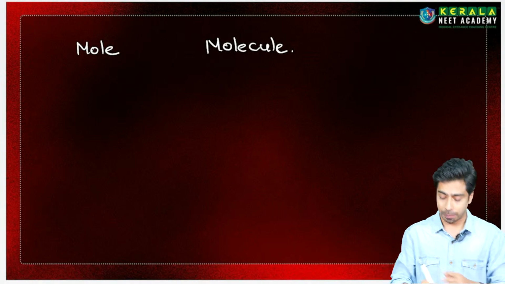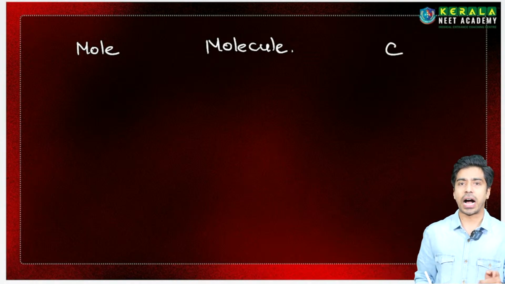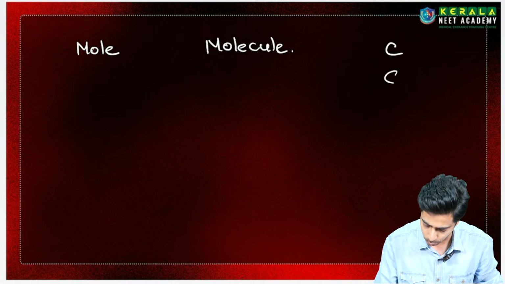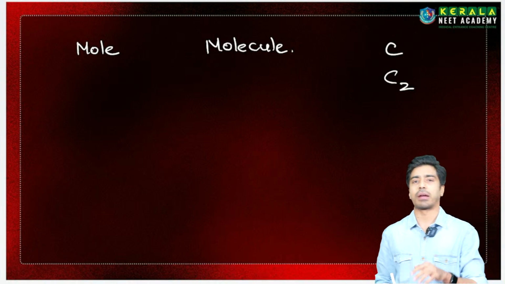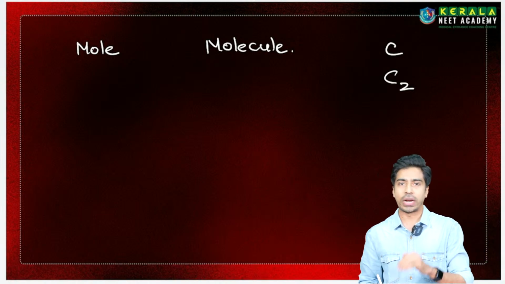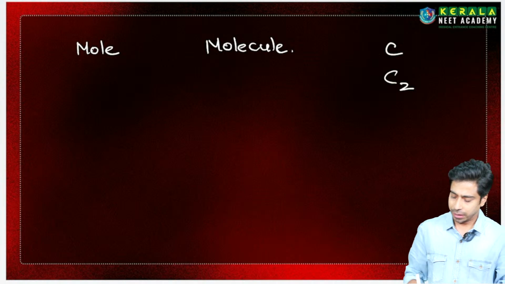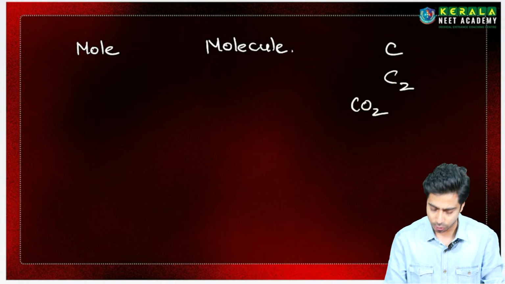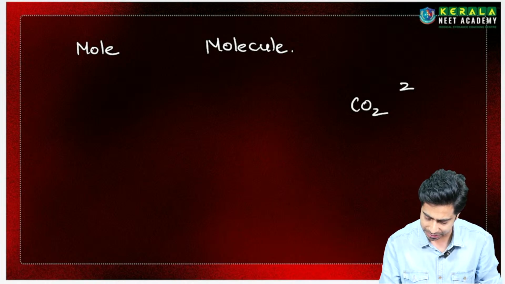But C is called a carbon atom. If it is C2, you can call it a carbon C2 molecule, so at least you should have two atoms. Now if I take carbon dioxide, that is a molecule. And mole represents a number.